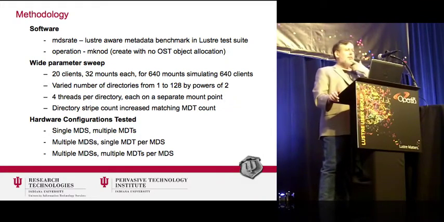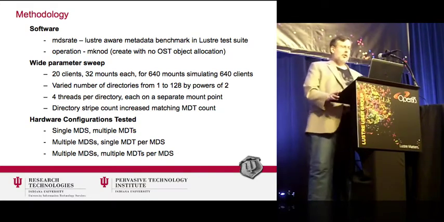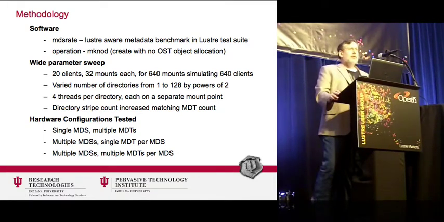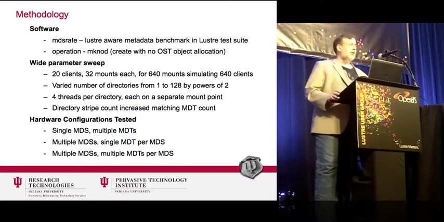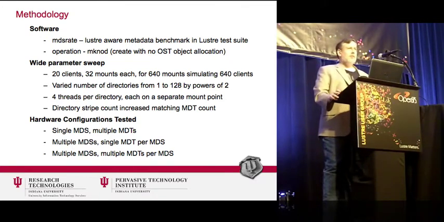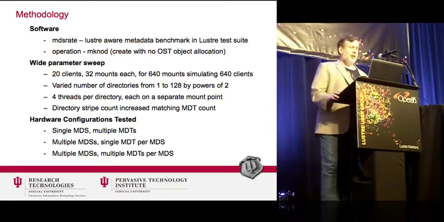So we used MDS rate. That's the Lustre metadata benchmark. It's in the Lustre test suite. We wanted to avoid, at least for these tests, having to use OSSs and OSTs because there are too many variables there. So we wanted to try to limit the variables.